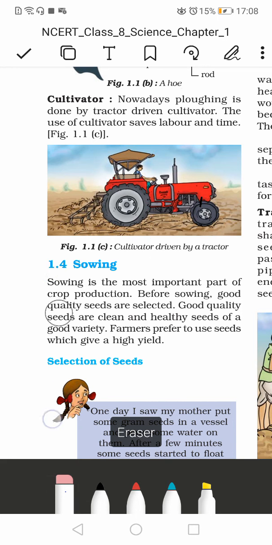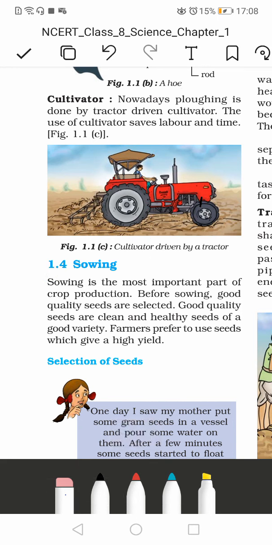Okay, so let's move on. Sowing is the most important part of crop production. Before sowing, good quality seeds are selected. Good quality seeds are clean and healthy seeds of a good variety. Farmers prefer to use seeds which give a high yield.